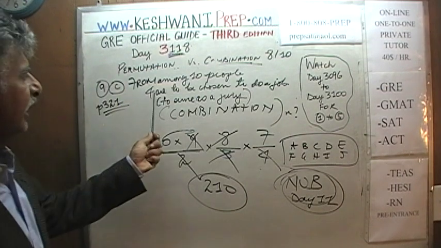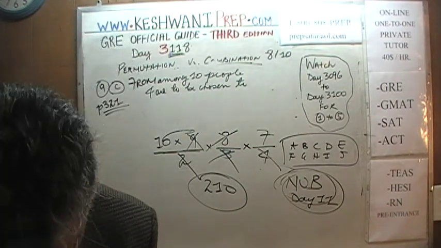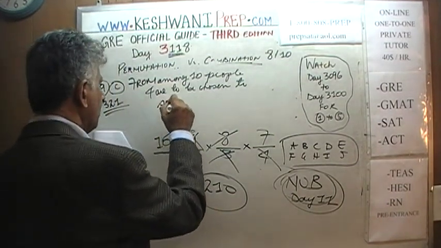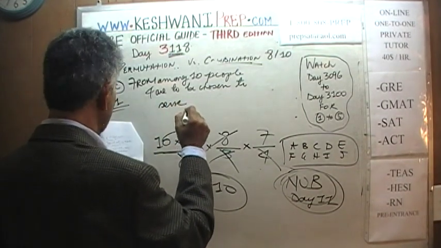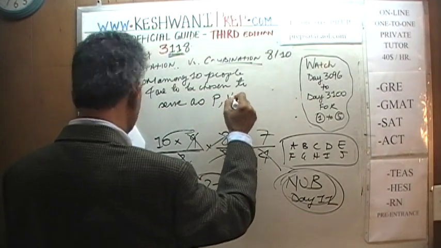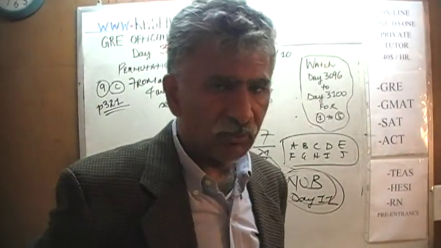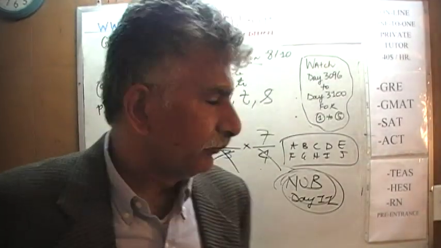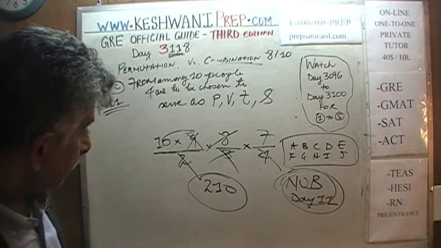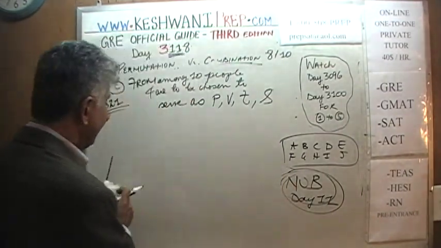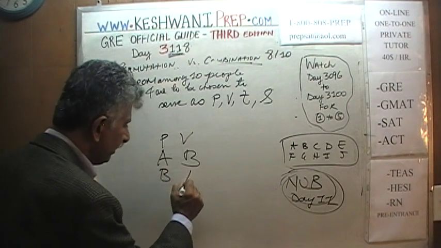Part C. It says from among 10 people, 4 are to be chosen to serve as president, vice president, treasurer, and secretary. Okay, one more time. We have 10 potential candidates. From those 10 people, we are going to pick 4 people as president, vice president, treasurer, and secretary. Does order matter here? Well, if you pick A to be president and B to be vice president, is this different than having picked B to be president and A to be vice president?